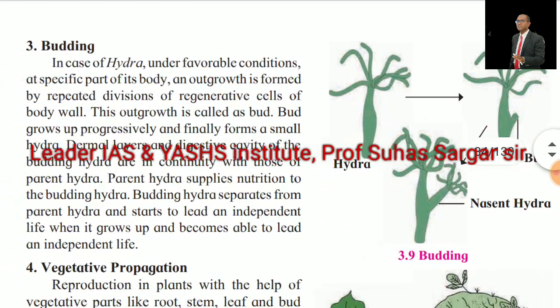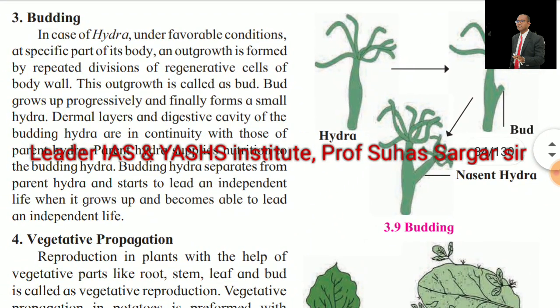Now next, budding. In the case of hydra, under favorable conditions at a specific part of its body, an outgrowth is formed by repeated division of regenerative cells of the body wall. The outgrowth is called a bud. The bud grows progressively and finally forms a small hydra. The dermal layers and digestive cavity of the budding hydra are in continuity with those of the parent hydra. The parent hydra supplies nutrition to the budding hydra.